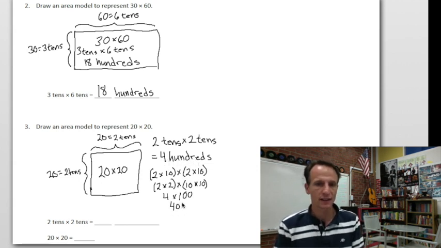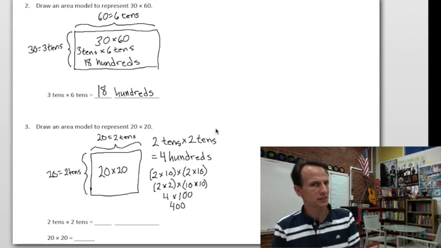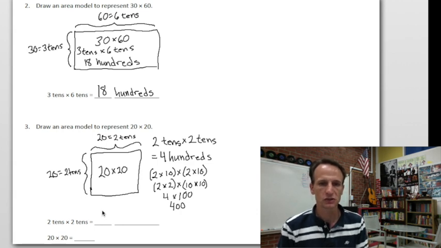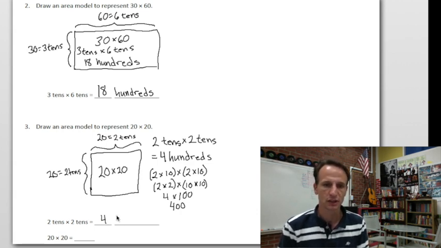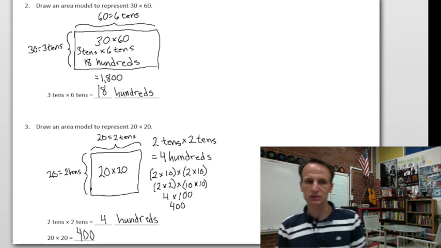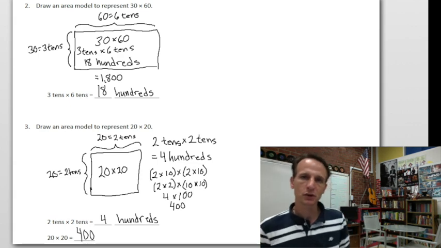So do you see why the answer, even though I'm doing tens times tens, is going to be hundreds? It's because of this right here. This is the explanation of why that works. So 2 tens times 2 tens is 4 hundreds. And in this one, they actually ask you to put it in standard form, which we'd already done. 20 times 20 equals 400. We didn't do it up here, but we can add that in. Sure, why not? Just to make sure that we know that 18 hundreds is 1,800. Well, beauteous. 2 and 3 are done. Let's keep rolling on to number 4, shall we? Yes, we shall.